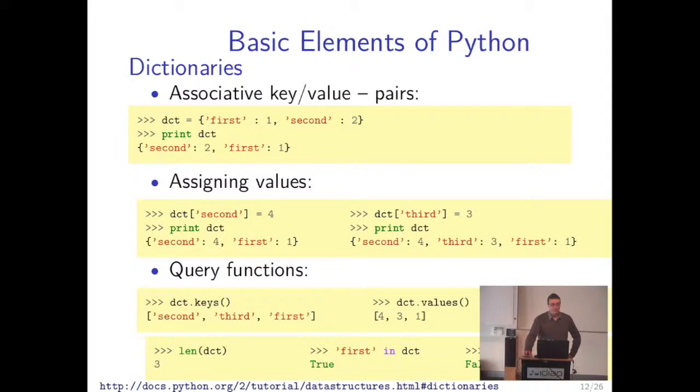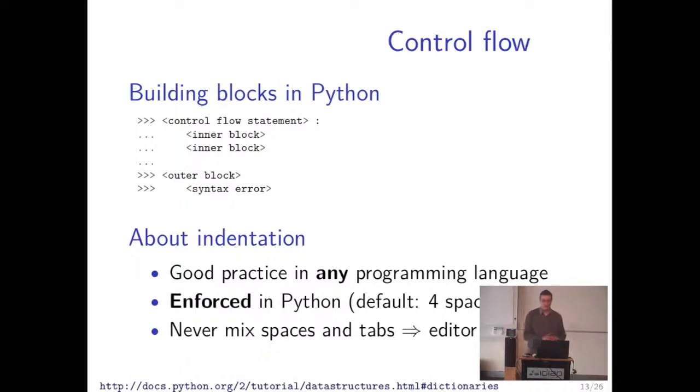So before I continue with the control flow building blocks in Python, I want to add a short note about indentation. When you do programming, it is a good practice in any programming language that you indent building blocks. So for example, if you have a control flow statement, an if statement, a while, a for loop, whatever, the inner block should be indented in any programming language.